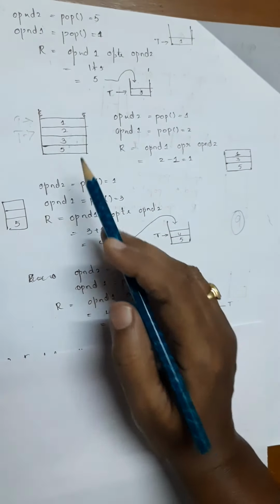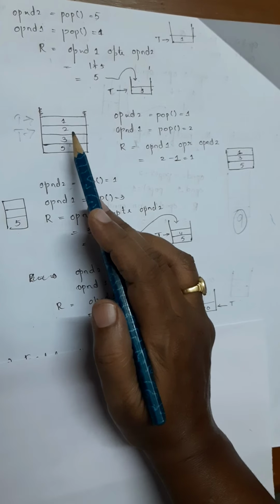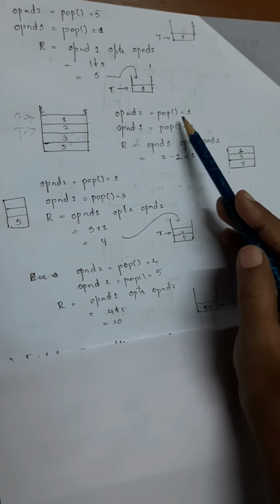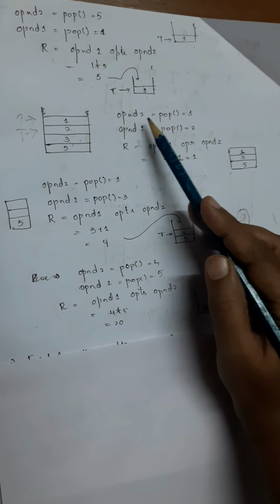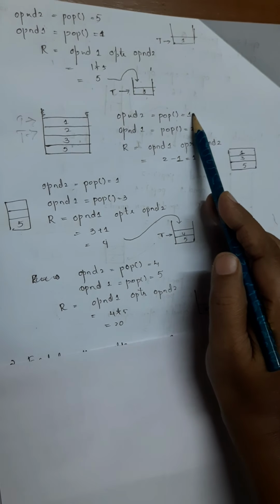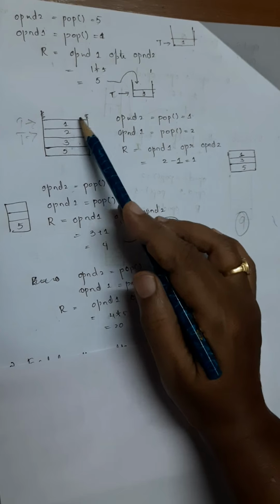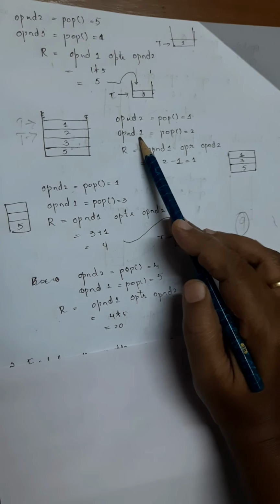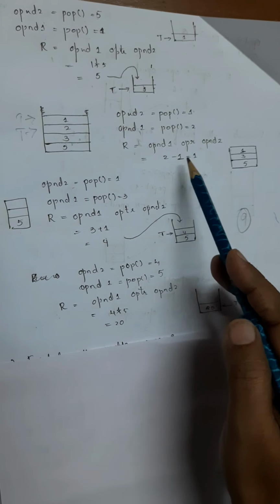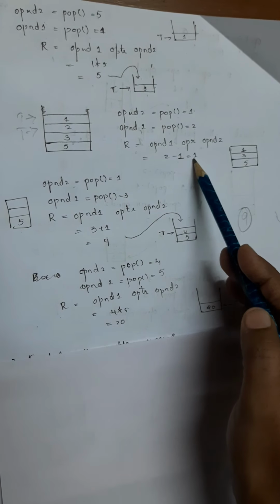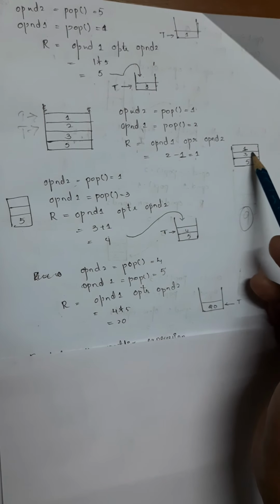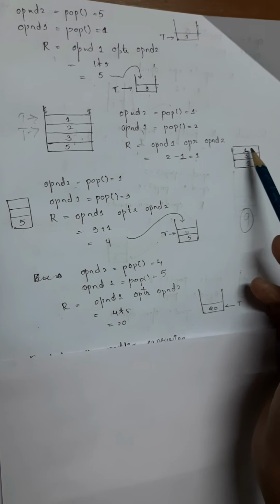And the next symbol is minus. Whenever there is an operator minus, we have to pop twice from the stack. Whatever we pop for the first time is considered as operand 2. So top is pointing here. First we pop 1, so that is operand 2. Second time we pop 2, that is our operand 1. Then we calculate the result of this expression as 2 minus 1 equal to 1. The result is again pushed onto the stack top. Now the stack will have 3 elements: 5, 3 and 1.